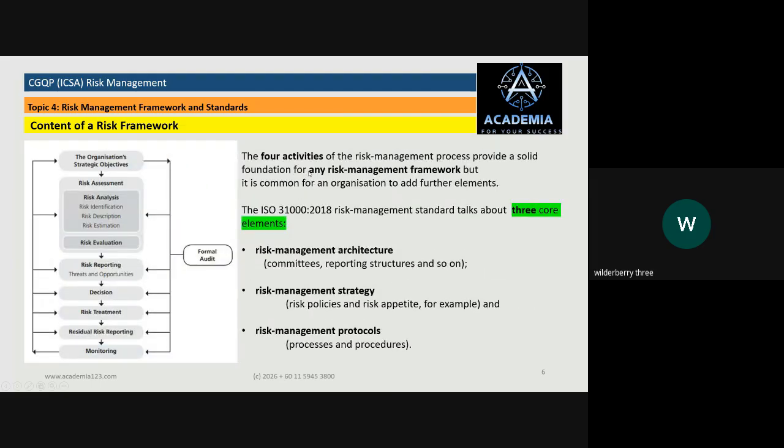What are the activities for any risk management? Here we have the four risk activities, which are the risk analysis, the risk identification, the risk description, risk estimation in detail, the risk reporting, and risk assessment. These are the activities so far.